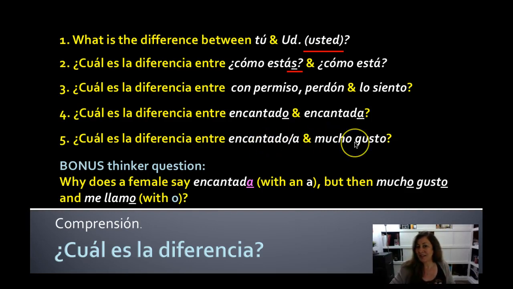So what's the difference between encantado and mucho gusto? Well, encantado, encantada has to change depending on the gender of the speaker, not to whom is being addressed, whereas mucho gusto can be used by all genders. So this is a little bonus thinker question, just to see. So why does a female say encantada with an A, but then you have mucho gusto with the O that I told you is generally masculine, and me llamo with an O?